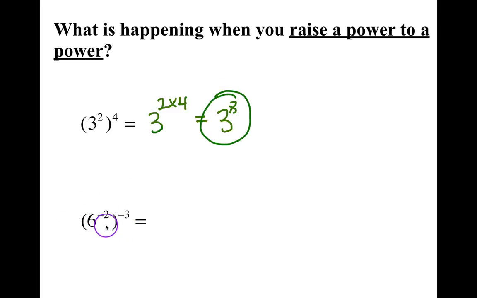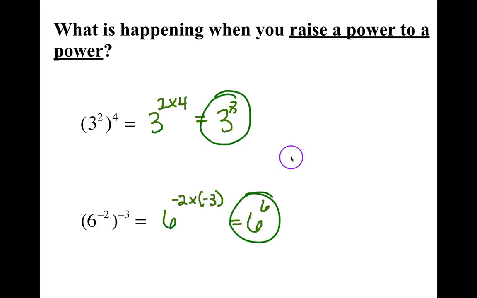For the next example, same idea. Since it's a power raised to another power, we're going to multiply the exponents. So it's going to be 6 raised to the negative 2nd times a negative 3. A negative times a negative is a positive, so that's going to be 6 raised to the 6th power.